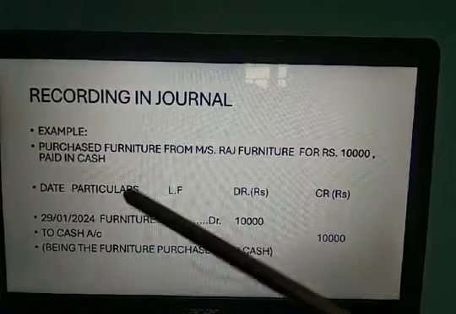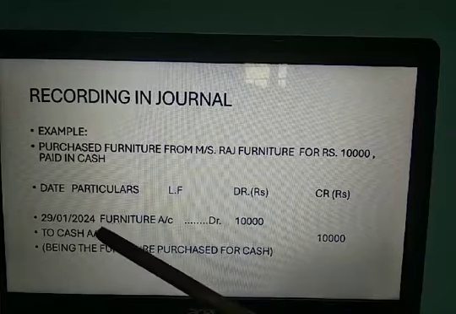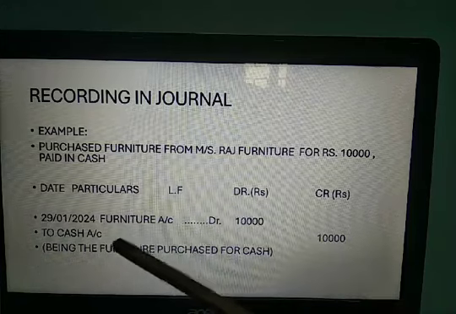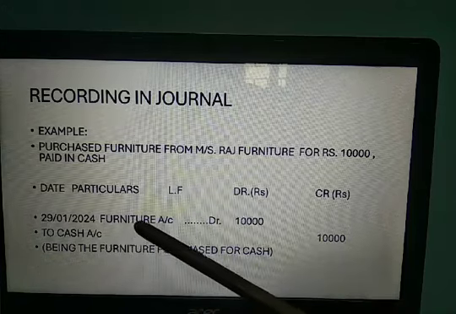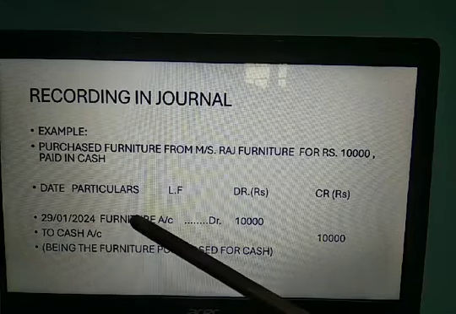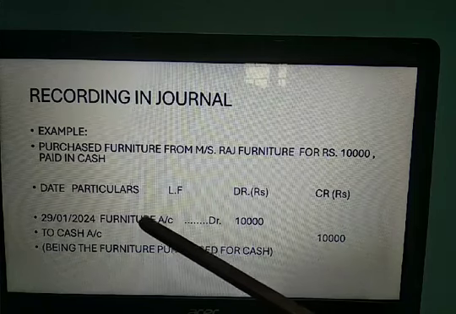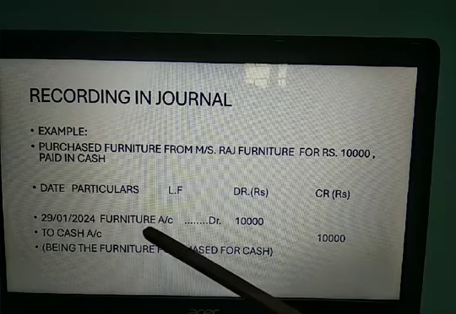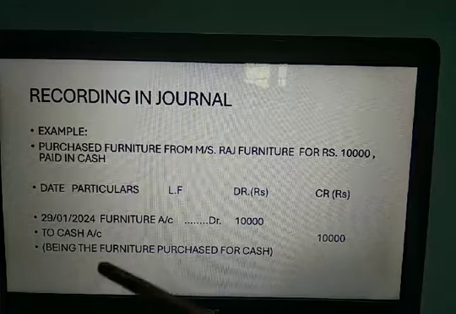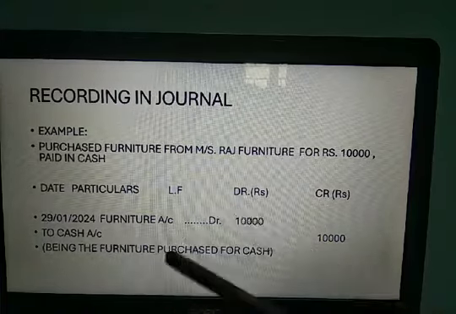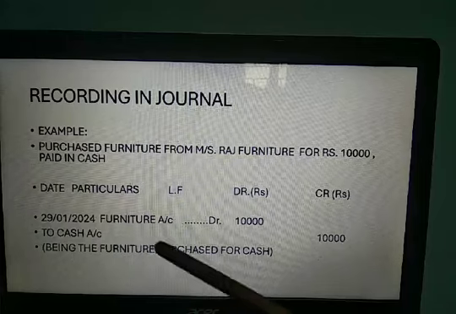Suppose today is 29th January, and we are purchasing furniture from Mr. Ram. So here two heads will be there. One is the furniture head, another is the cash head, because cash is going out. Furniture account is a real account. An asset is coming in, that's why it is debit. And when you purchase furniture, your cash is going out. So this is the transaction: furniture account debit to cash.